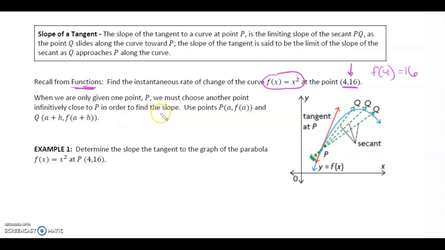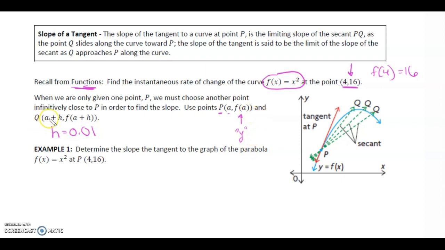What we have to do is we must choose another point infinitely close to P in order to find the slope. So what we would do in functions is we would choose some h value. Usually we would say, okay, h equals 0.01. And we would use the points (a, f(a)), right? And remember, this is the function notation basically for y.